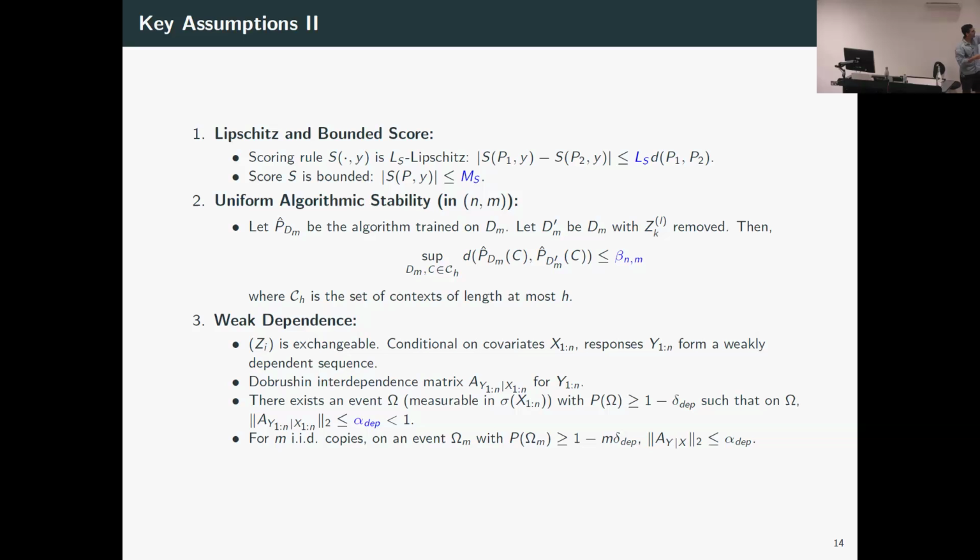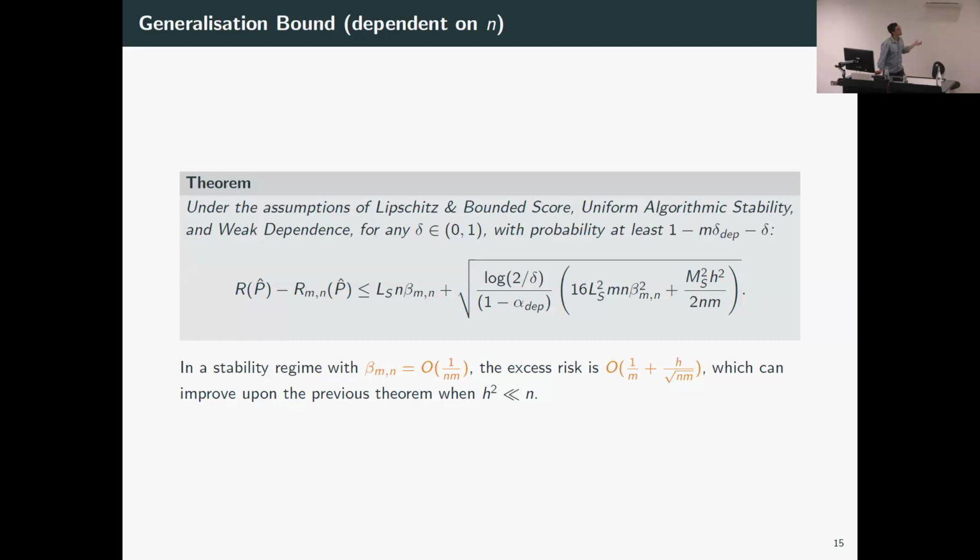And now I'm making these weak dependence assumptions, which I won't have time to go into, but it's a notion of correlation decay in the vector of responses. Under these assumptions, we can obtain a bound of this form.